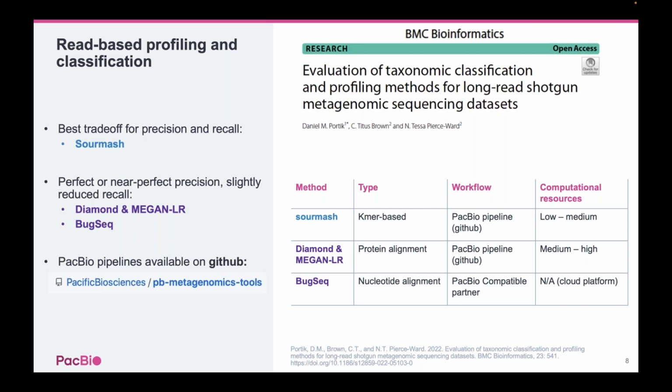In terms of workflows, we developed PacBio pipelines for sourmash and Diamond and MEGAN, whereas BugSeq is actually a PacBio compatible partner. So they have a cloud-based platform where you can do online submissions and download reports. So you can choose which method works best for your use case depending on the desired outcomes as well as computational resources. But all three of these methods work extremely well for PacBio HiFi data.